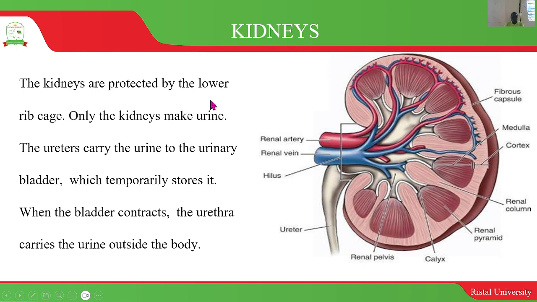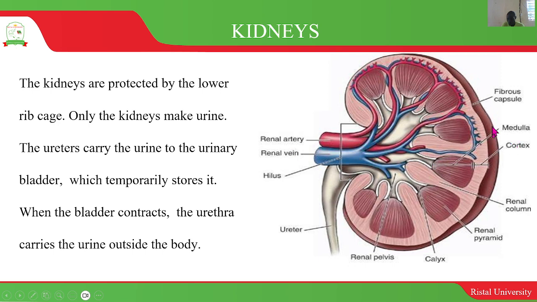We said the kidneys are protected by the lower rib cage. Only the kidney makes urine, and the ureter carries the urine to the urinary bladder, which temporarily stores it. And when the bladder contracts, the urethra carries the urine to the outside of the body. So this summarizes basically the anatomical and also physiological functions of the renal system from the kidney up to the urethra.